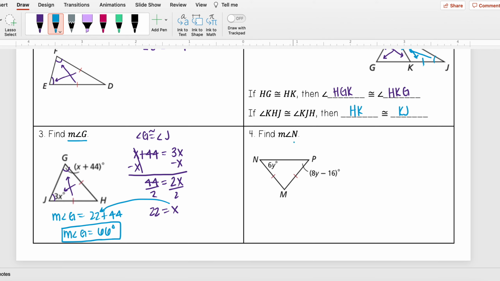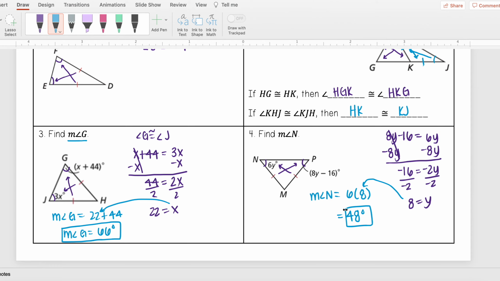Okay, now let's look at number 4. So number 4 is really similar to number 3. I want to find the measure of angle N. I again have an isosceles triangle. I see that from my two congruent sides. And then I know from the base angles theorem that the angles across from those are also congruent. So I know that angle N is congruent to angle P. So go ahead and pause the video. I want you to finish off this problem. When you think you have it, go ahead and press play.